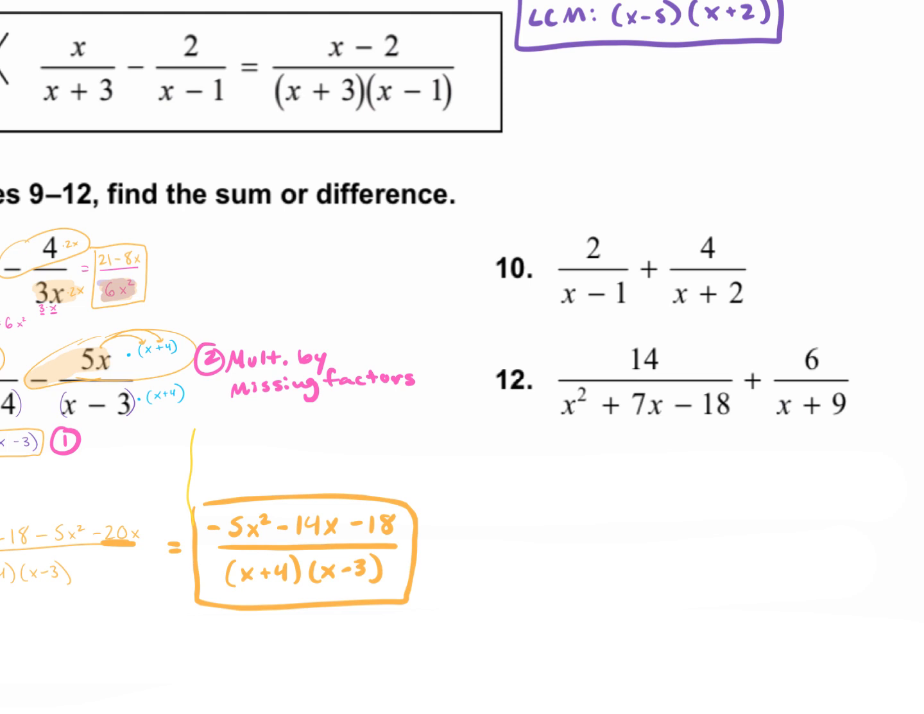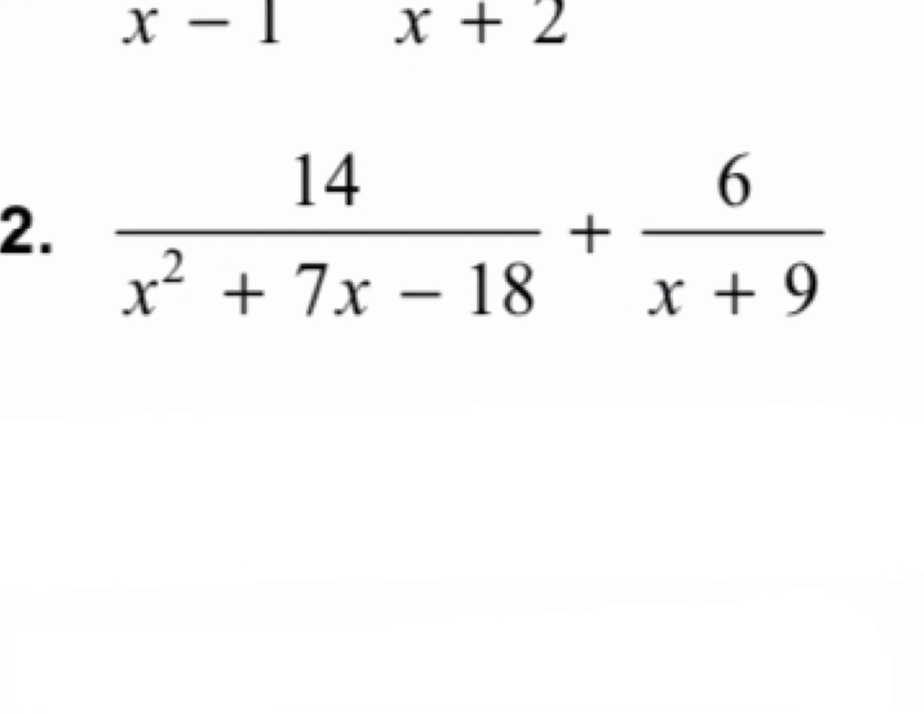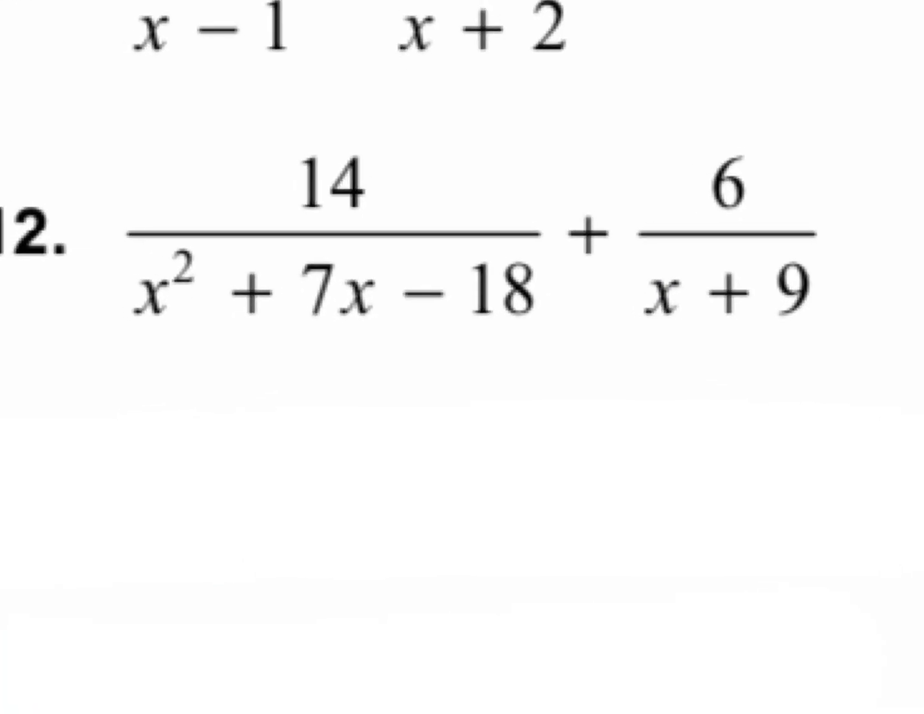All right, let's do number 12. What's the first step? I've got to find the least common denominator, so I want to factor both of them if we can factor. So what are two factors of negative 18? 9 and negative 2. Perfect. So this factors into x plus 9 and x minus 2. And then my other denominator is just x plus 9. What would my least common denominator be?